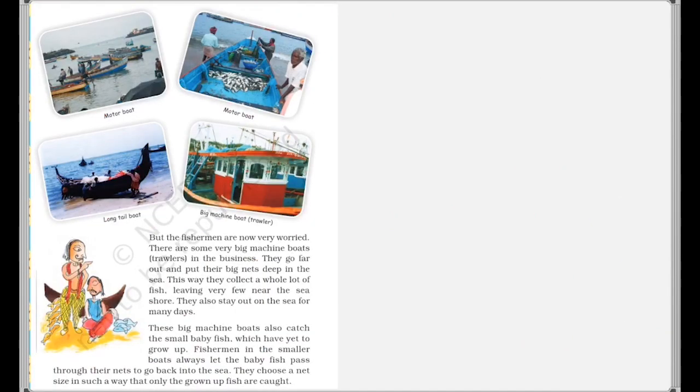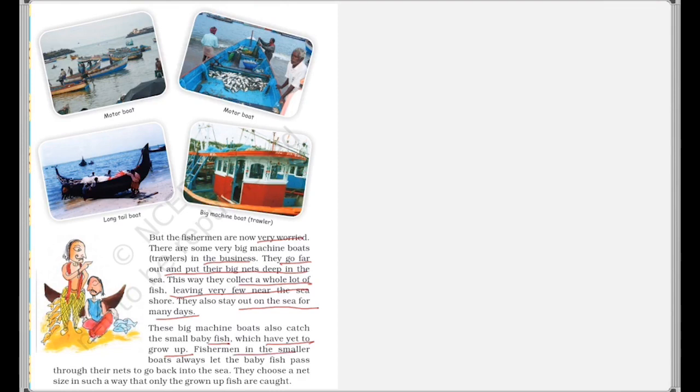Now next we have, the fishermen are now very worried. There are some very big machine boats in the business. They go far out and put their big nets deep in the sea. This way they collect a whole lot of fish, leaving very few near the seashore. They also stay out on the sea for many days. These big machine boats also catch the small baby fish, which have yet to grow up.